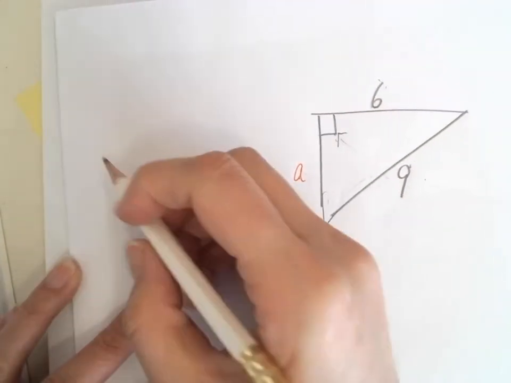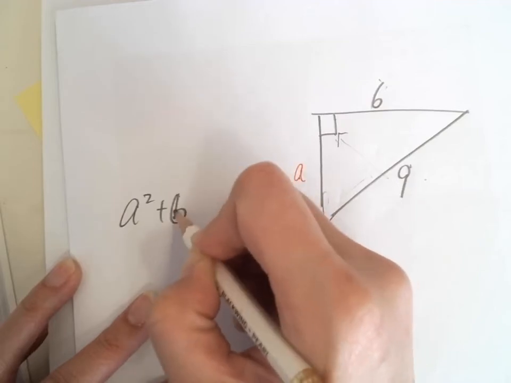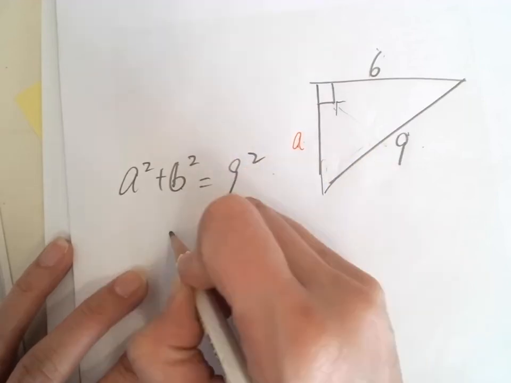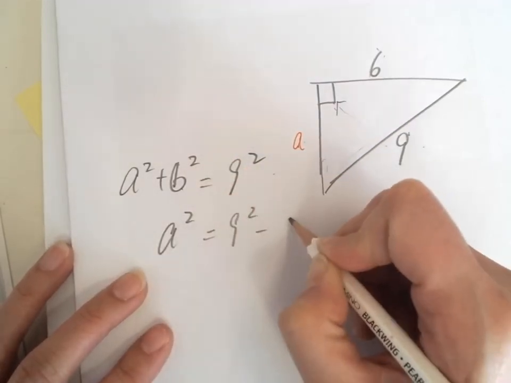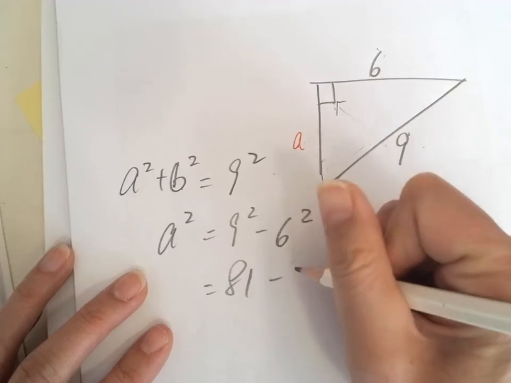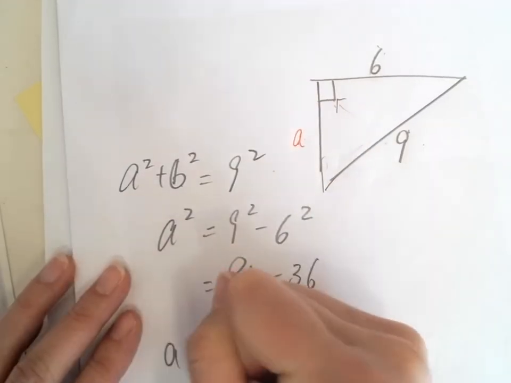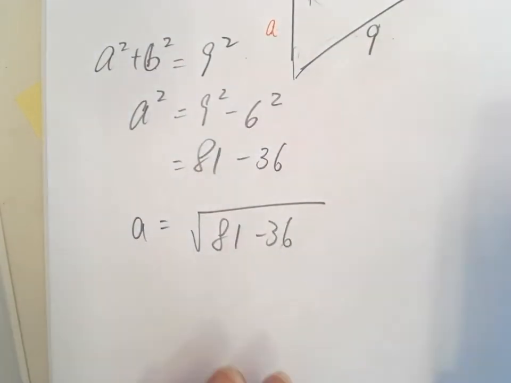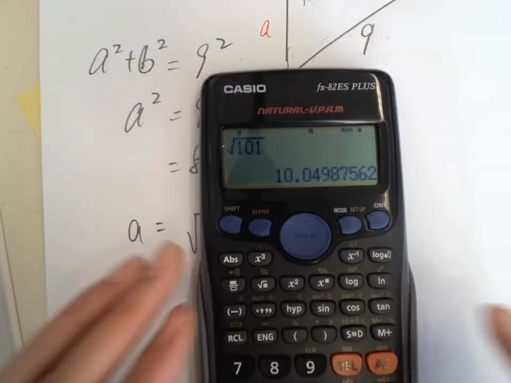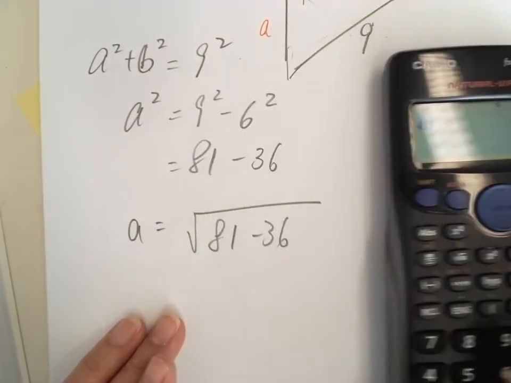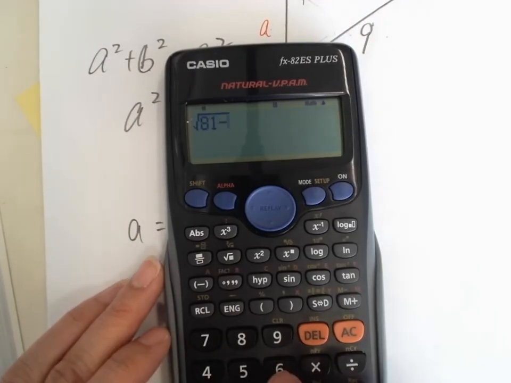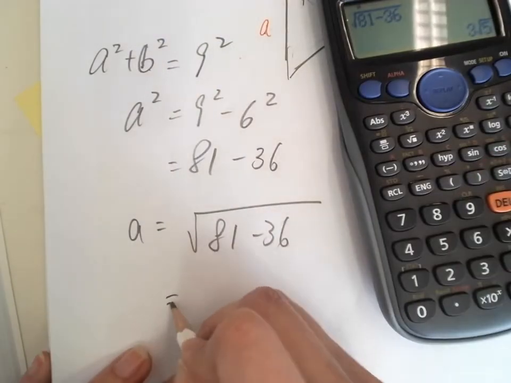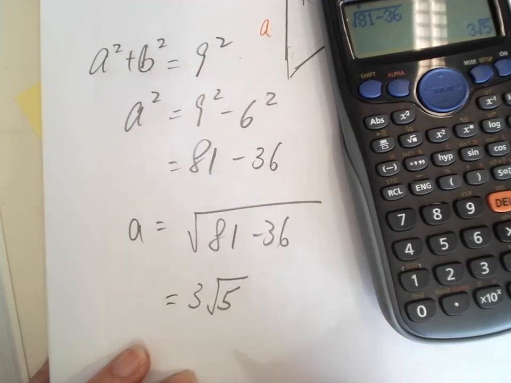So now we will have A squared plus B squared equals C squared. So we move the plus term to the other side as a minus. So 81 minus 36. A should be equal to the square root of 81 minus 36. I'm going to ignore the negative because I know it's a length. Actually, our calculator can do everything in one go. So square root of 81 minus 36, and this gives us, it's already simplified, the exact value, 3 square root 5.